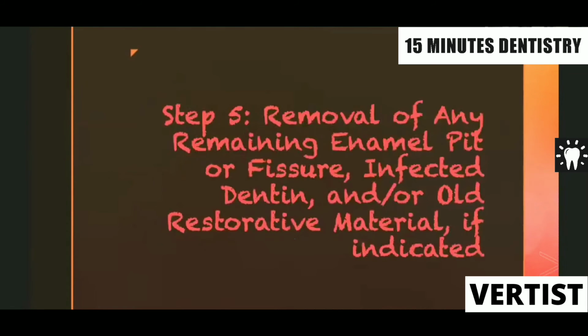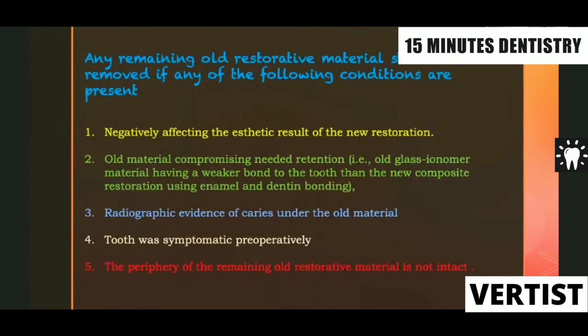Then your next step is removal of any remaining enamel, pit and fissure, infected dentine and/or restorative materials if indicated. So you must remove all the old restorative materials if there is anything. All that will affect the aesthetic result of your new restoration. Old materials that are compromising, needing replacement. Like an old glass ionomer restoration, they have a weak bond to the tooth and the new composite restoration using enamel and dentine bonding. Take an X-ray to see if there is caries under the old material; all this should be removed.